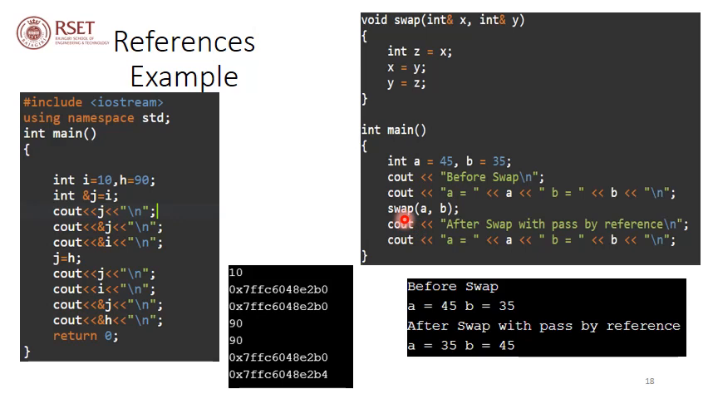Now we are calling swap of a comma b, and the function swap has two references x and y for the actual parameters a and b. So x is an alias for a, and y is an alias for b. Whatever changes you make to x and y will be reflected in a and b, since it happens in the same location as a and b. After the function returns, if you print the values of a and b, you can see that they have been swapped.